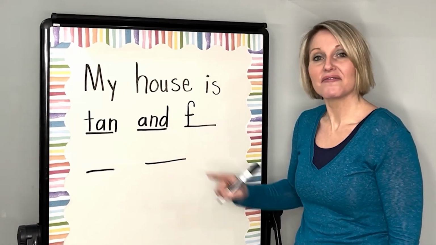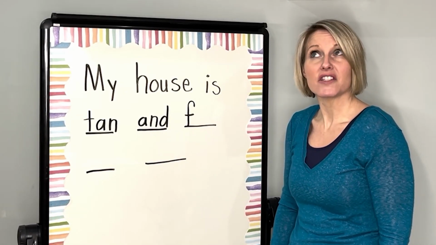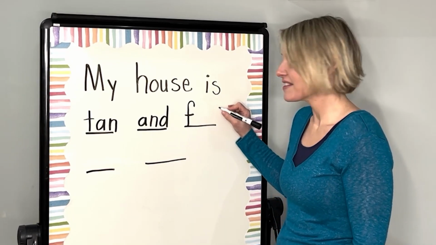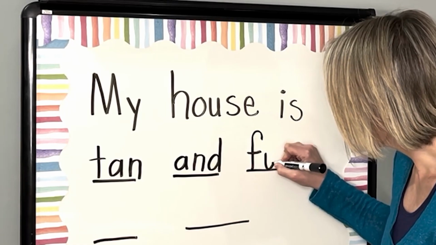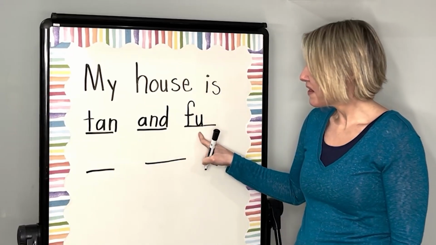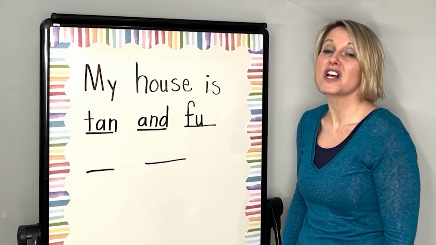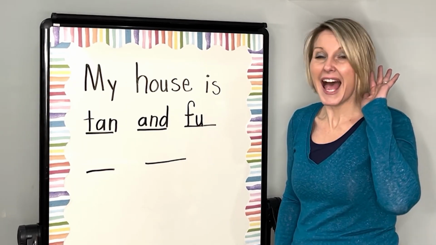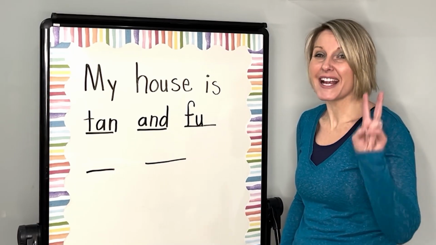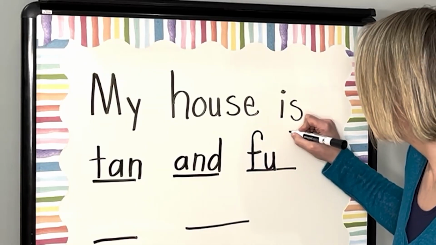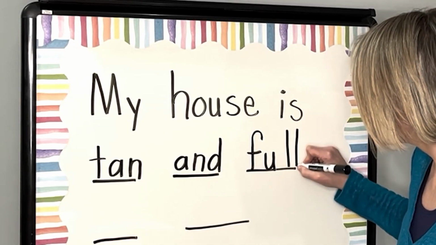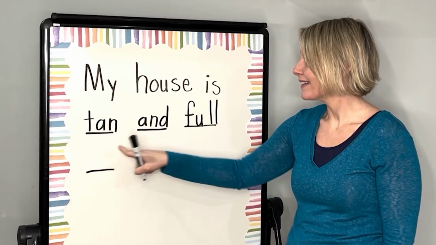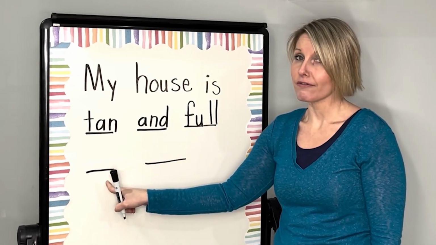There's a lowercase f. The next sound in full is u. That's the letter U in this word. Watch me make a lowercase u. Little line down, curve around, up and down. There's my U. And the ending sound is l. Do you know what letter makes the l sound? L says l. In this word, I need 2 L's to end the word full. Big line down, big line down. That's the word full. My house is tan and full of.